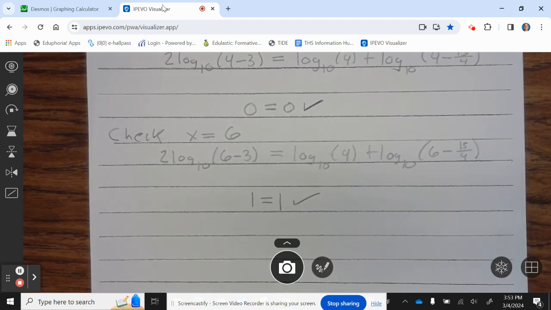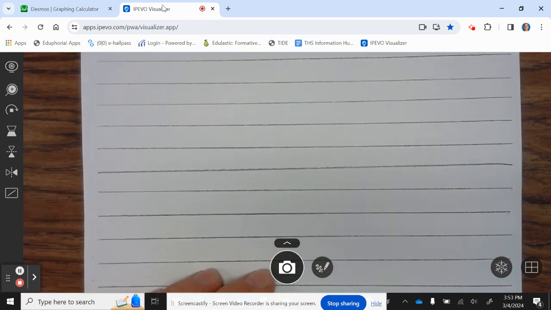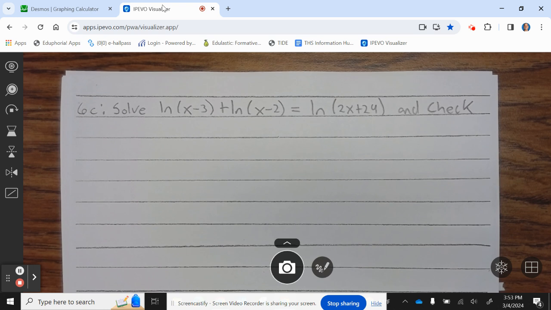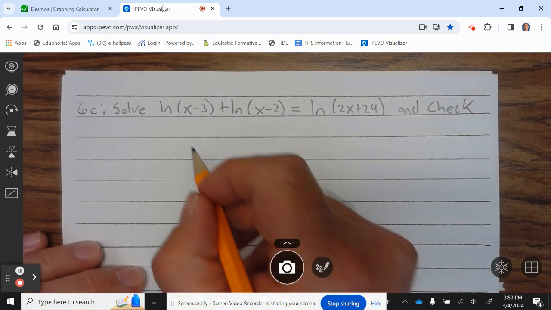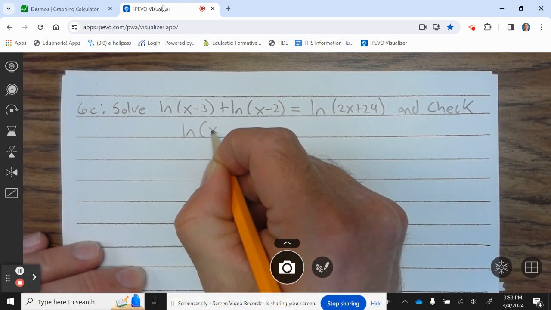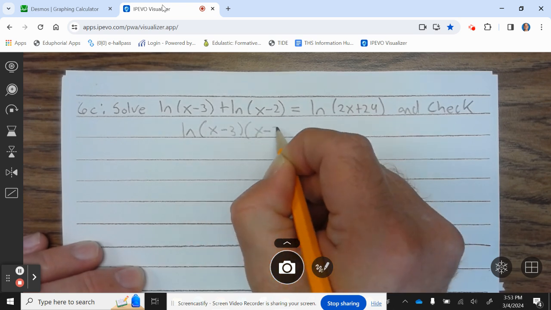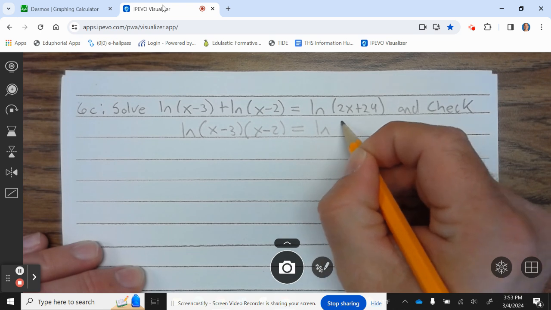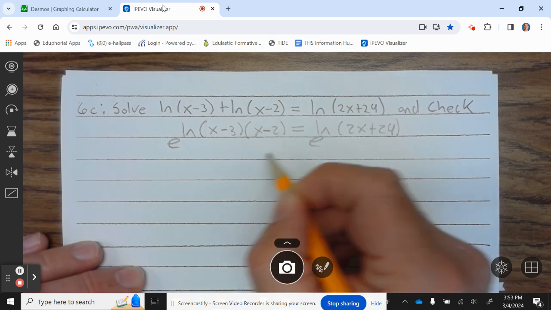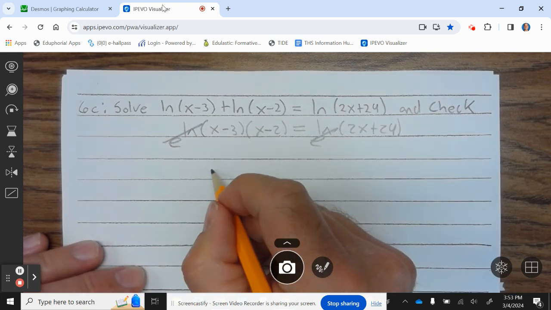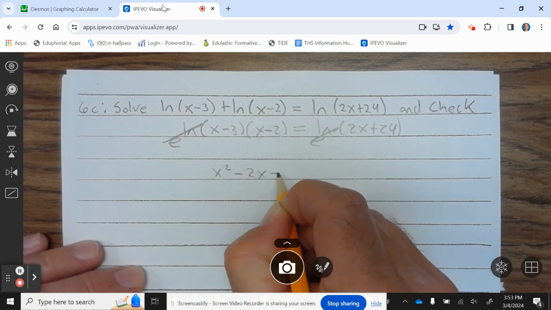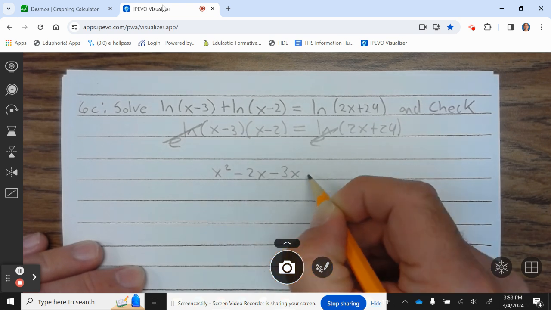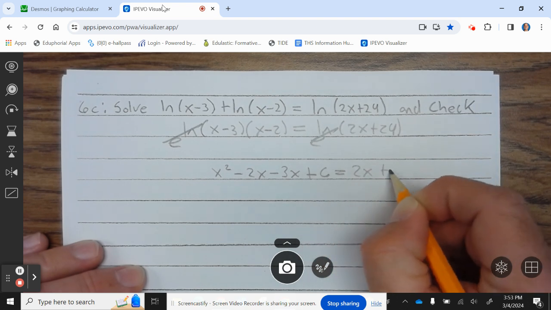All right, let's take a look at the next page. 6c. Solve ln of (x minus 3) plus ln of (x minus 2) equals ln of (2x plus 24). Okay, so this can be rewritten as ln of (x minus 3)(x minus 2) equals ln of (2x plus 24). Raise both sides by e. It cancels. Let's go ahead and FOIL that. That becomes x squared minus 2x minus 3x plus 6 equals 2x plus 24.